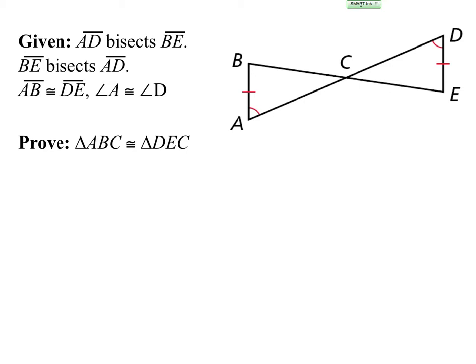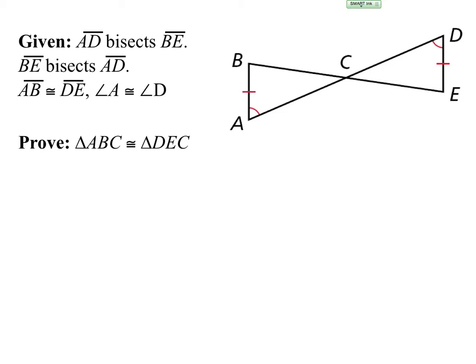Preference on the format: flowchart, 2-column, paragraph? 2 columns good enough? Okay, 2 columns. We need to come up with sides that are congruent and angles that are congruent. And I don't care where we start. Who wants to give me a beginning idea to go with? John? AD bisects BE. Okay, segment AD bisects segment BE. Where did you get that? What's your support? Given.